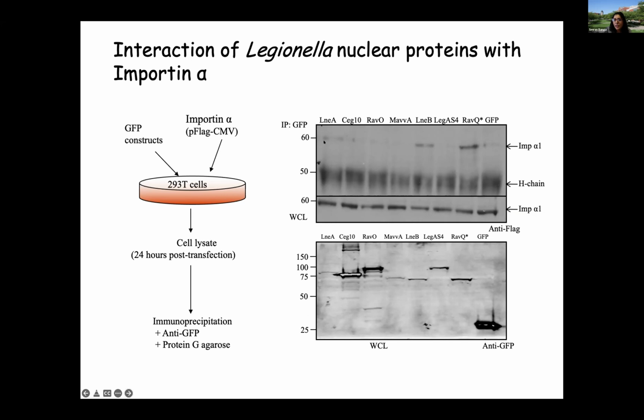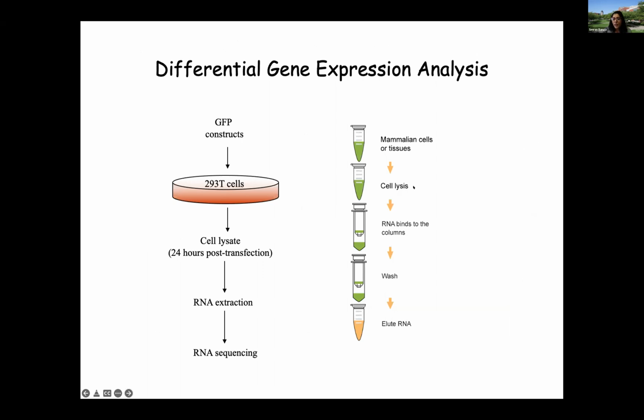And you can see here that not all of them are binding to importins. RavQ is another protein which is toxic, and we are working on that one in a different project. But LNE-B here and LNE-A are the only ones that basically bind to the importins. The others did not really seem to bind, even when they were expressed really well in the cell. So this made us think that maybe some of them are using the host transport system, but not all of them are.